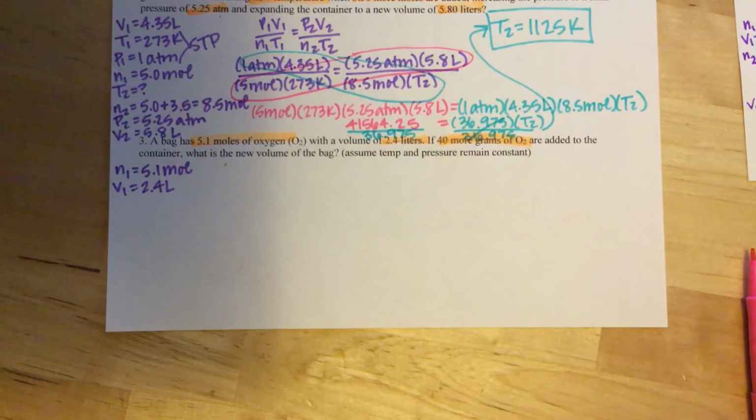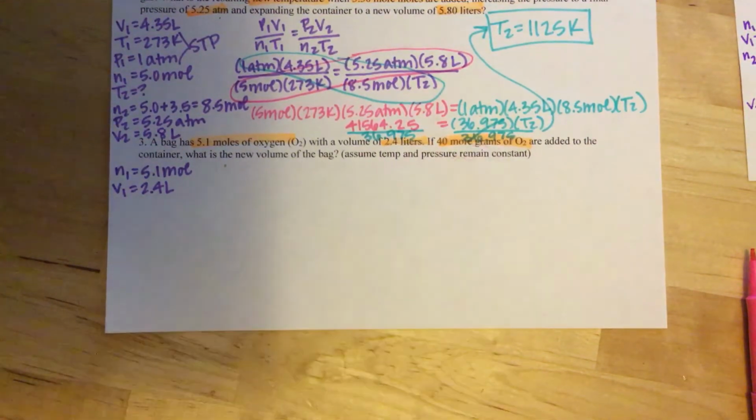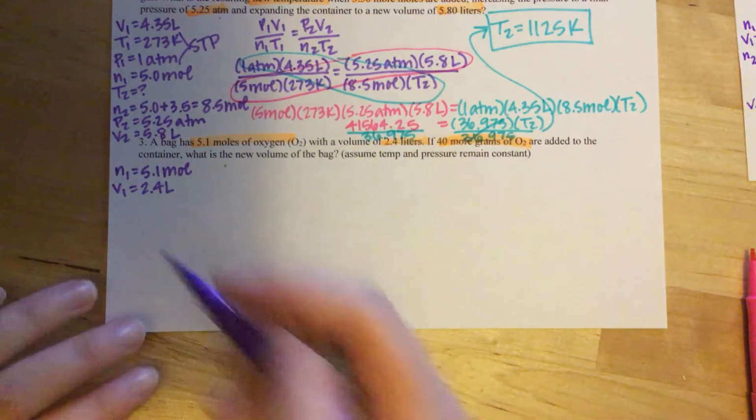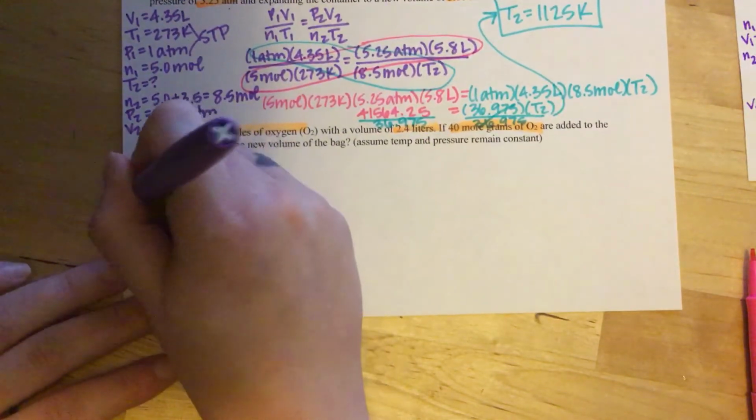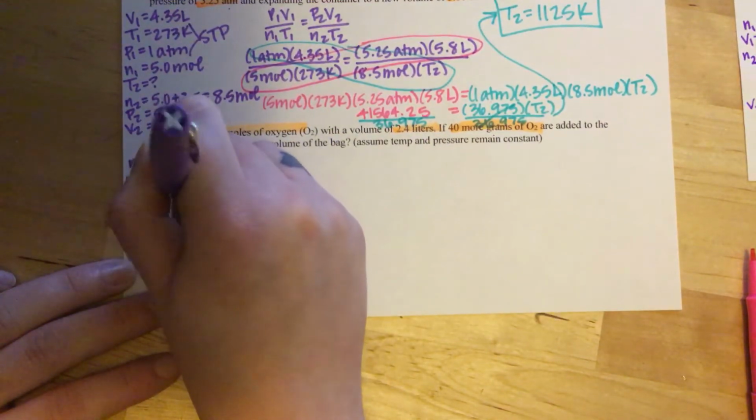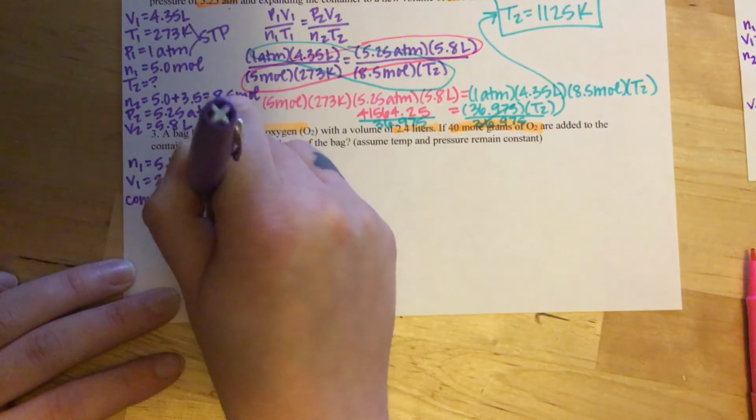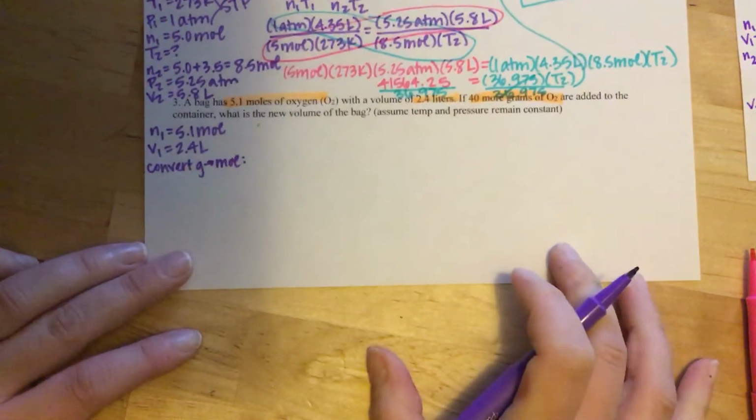I don't see any grams in this equation, right? All I see is moles. So guess what? You're going to have to convert grams into moles, but don't freak out, because you know how to do that. I taught you how to do that. Just like we did back in February with stoichiometry, we're going to use the molar mass. So I'm going to do a little aside here. We're going to convert grams to moles, which we know how to do.